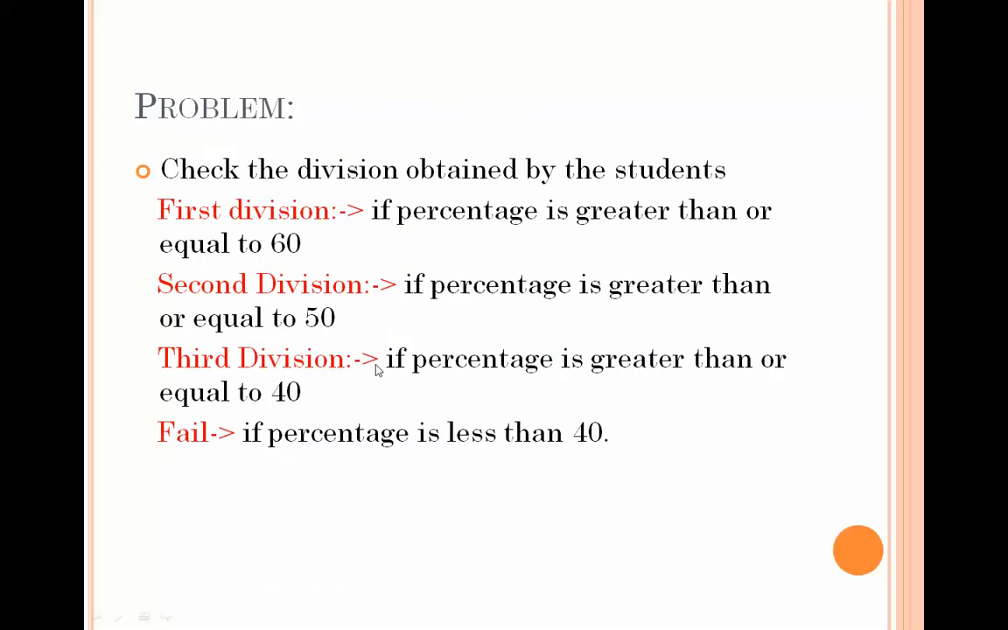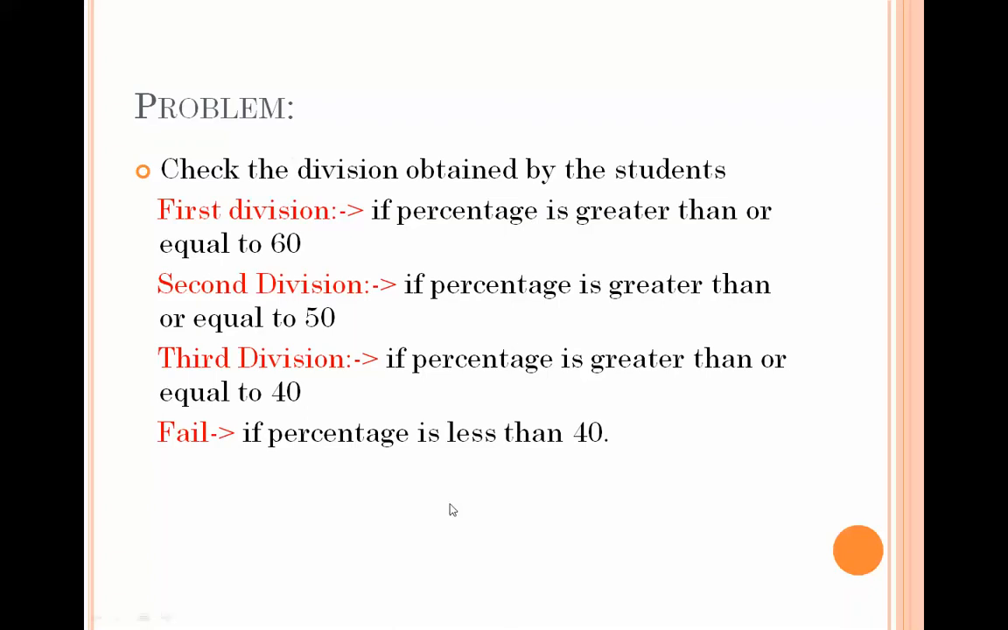We will try to take a very basic example and understand the syntax, how we can syntactically write the program using the if else, or I can say else if ladder. Say, for example, we have to check the division obtained by a student, and our given conditions are: a student will achieve first division if his or her percentage is greater than or equal to 60. So we are going to give a student first division if he or she has scored 60% or more marks.